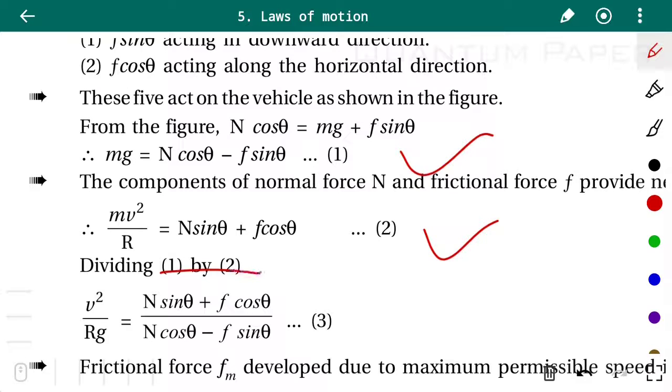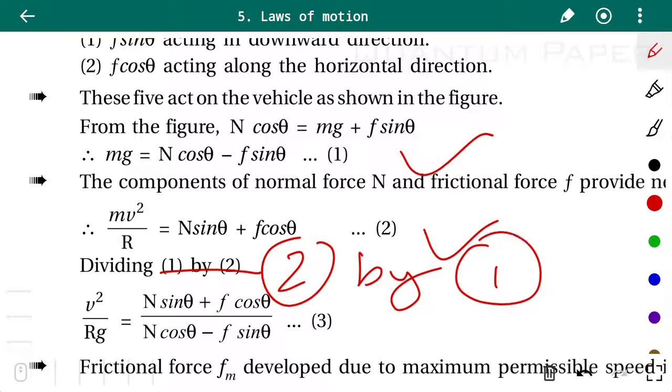So here, dividing equation 2 by 1, we get mv square by r upon mg. So m gets cancelled, so it will be v square by rg. And on the right hand side, n sin theta plus F cos theta upon n cos theta minus F sin theta.